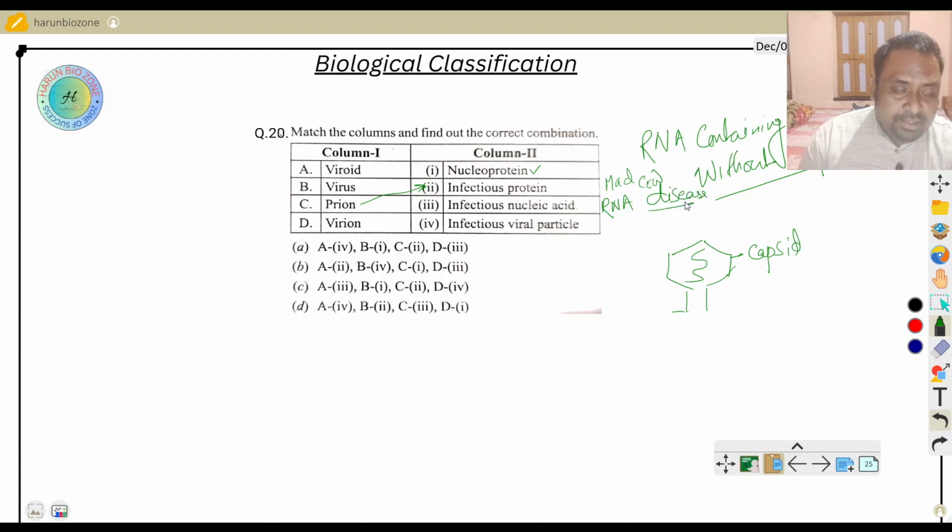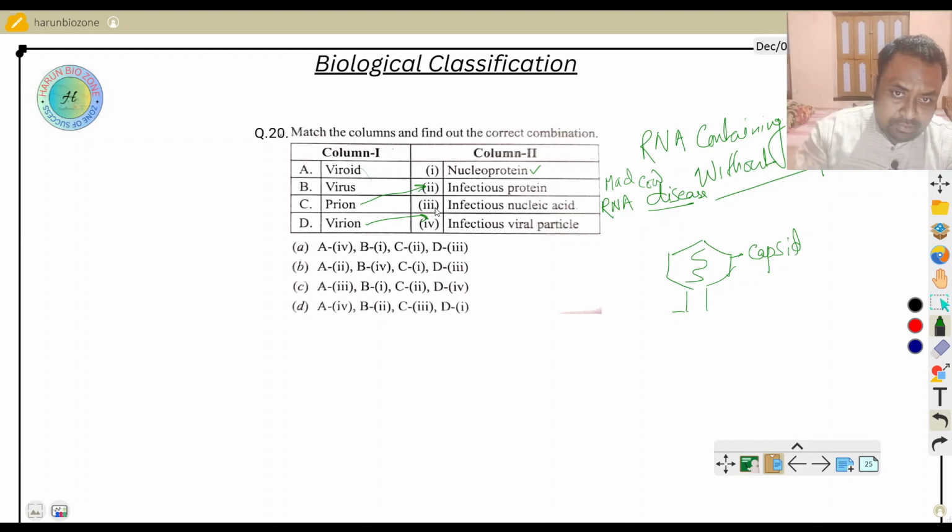In this case, when the prion infects the cow brain, the cow becomes mad. Virion is the infectious particle of a virus; a virus particle is called a virion. D is 4. So A, viroid is an infectious nucleic acid.